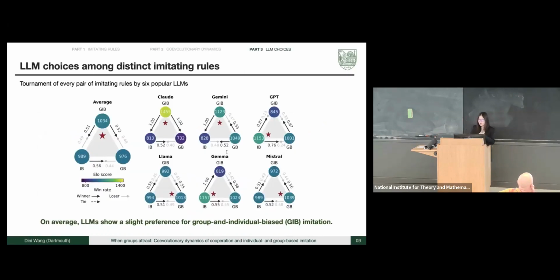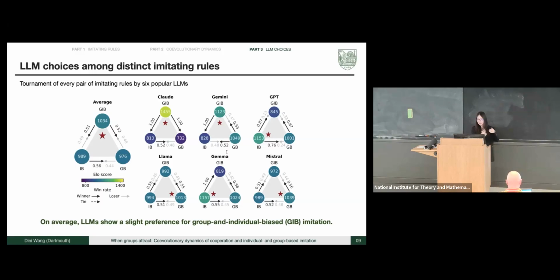And in the last part, we ask LLMs to choose among these three imitating rules. We run pairwise tournaments across 6 popular LLMs. Those are Claude, Gemini, GPT, Llama, Gemma, Mistral. And in each triangle, the number in the circle shows the Elo scores of the result of the tournament, and the arrow shows the pairwise win rate.